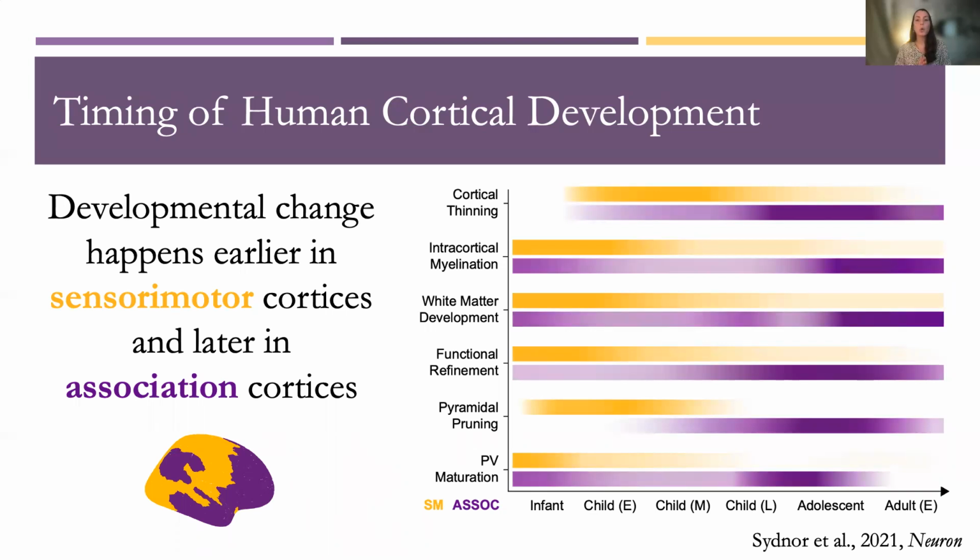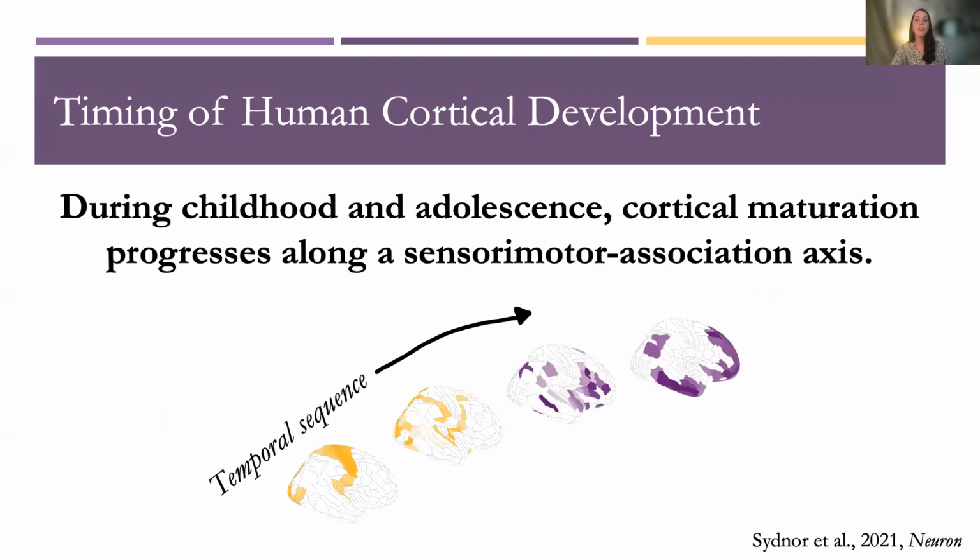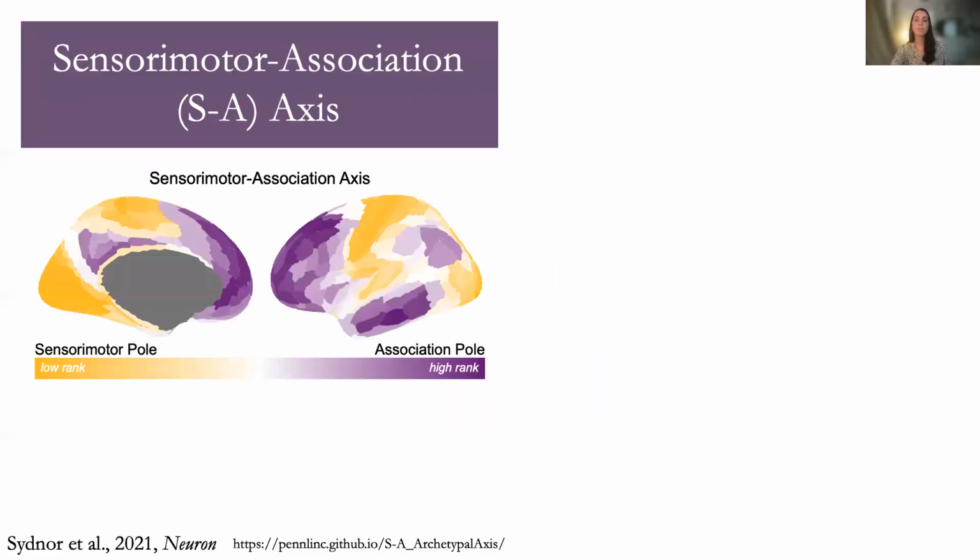Critically, beyond this coarse dichotomy, there is additional temporal variability, but a parsimonious framework that accounts for this variability is still being established. In a review article recently published in Neuron, I describe one unifying framework, which posits that during childhood and adolescence, cortical maturation progresses along a sensorimotor-association axis.